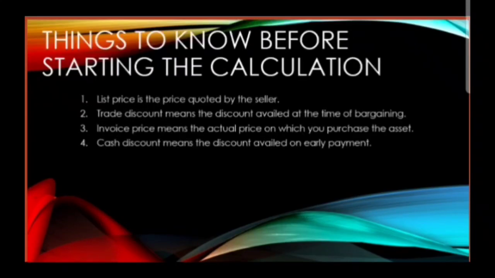Now the things to know before starting the calculation are: list price. List price means the price which was quoted by the seller or the price which is tagged on the asset. Then trade discount. Trade discount means the discount which is availed at the time of bargaining. Invoice price means the actual price at which you purchased the asset. Then cash discount means the discount which is availed by paying early.